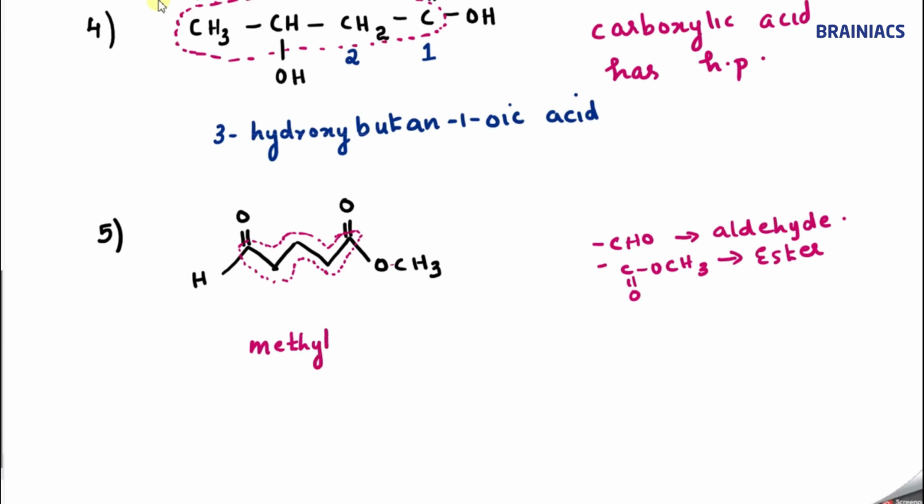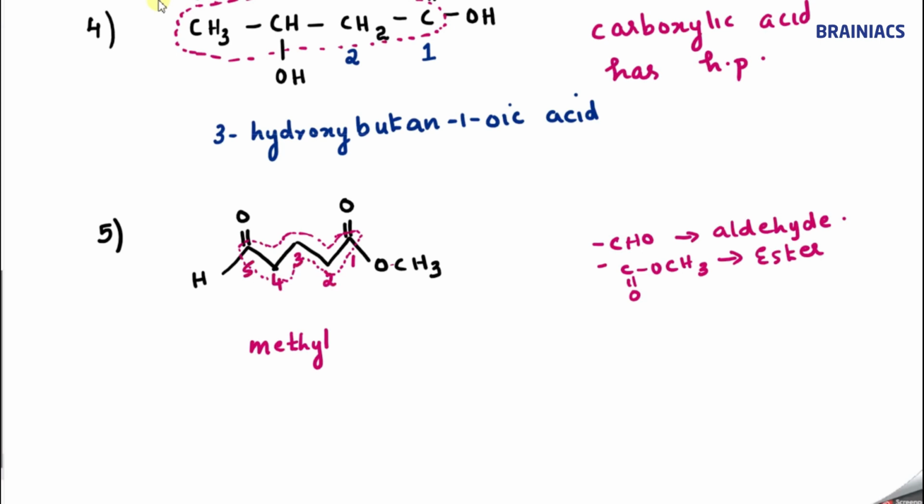So first comes methyl, then we will check for the secondary prefix. Second degree prefix will come. Second degree prefix at what position? We will number it 1 2 3 4 5. At the fifth position you have the secondary prefix.